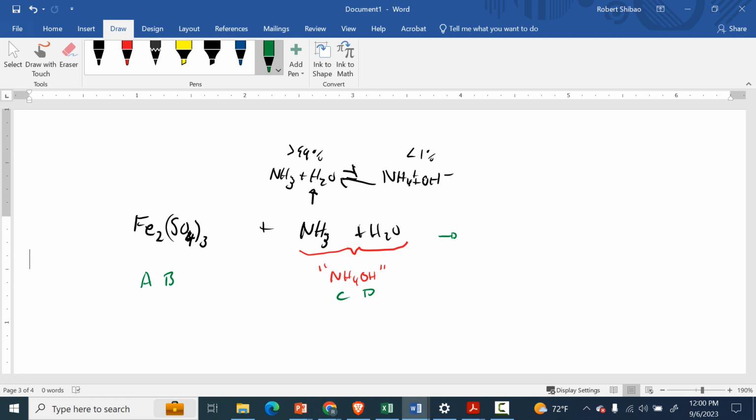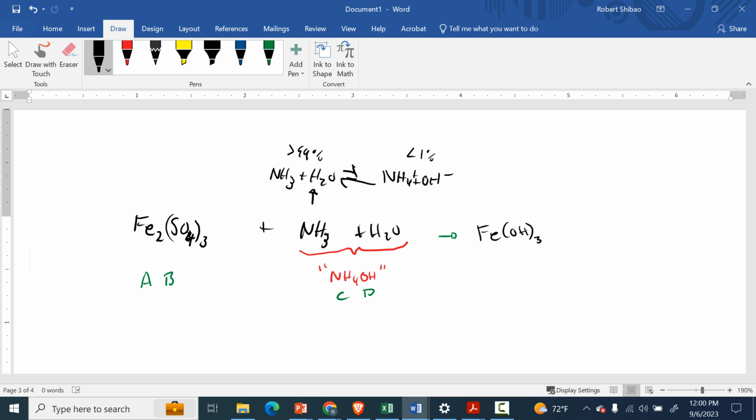Why? Because ammonium hydroxide is unstable. It's going to decompose. This is uphill, but you know, a little bit will form. And so this is why I don't replace it. I just write ammonium hydroxide in parentheses down here. But that's enough, because what's going to happen is it's going to be iron 3 with hydroxide. Well, iron 3 with hydroxide is FeOH3.